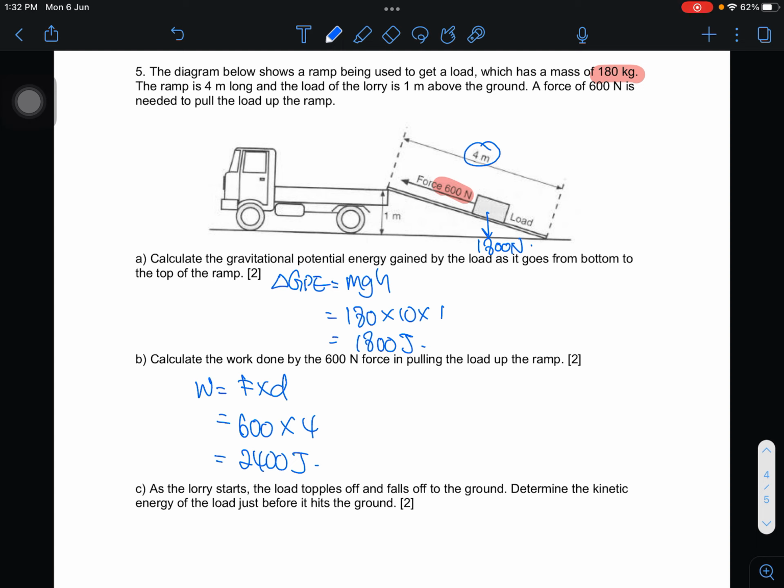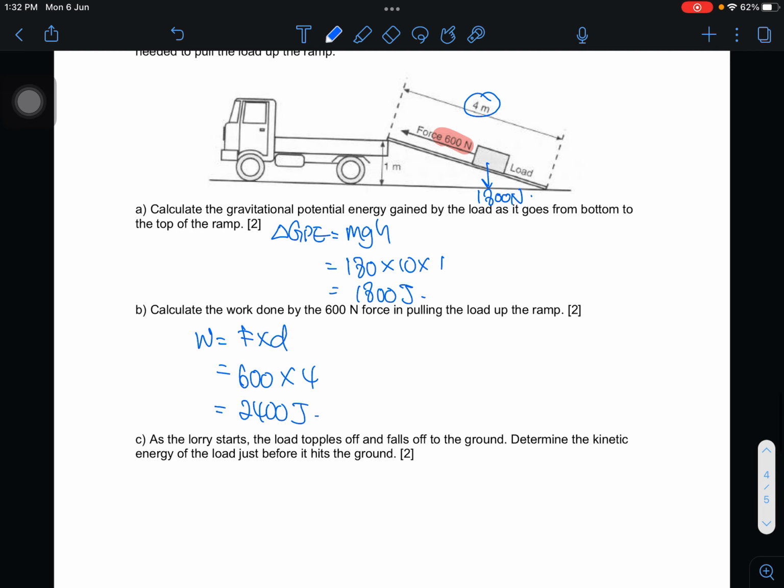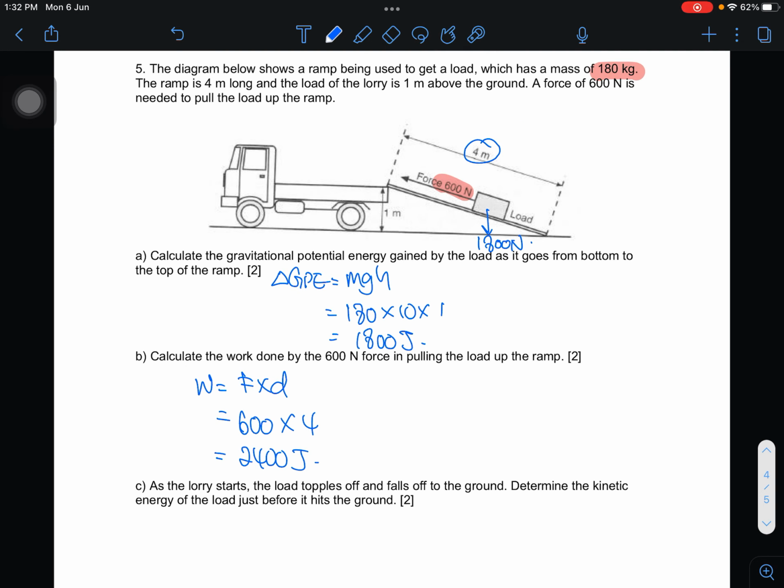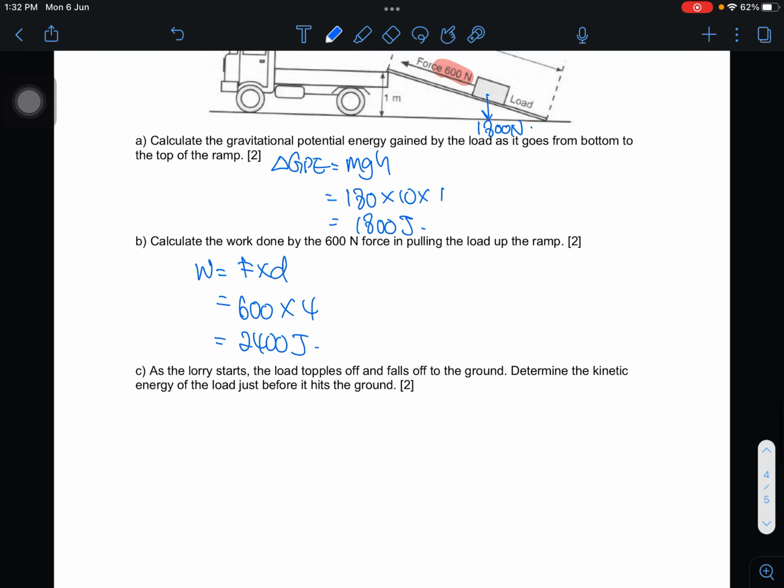so that the load can gain 1,800 joules of energy. What happened to the remaining energy? There's a difference there, right? 2,400 and 1,800, there's a difference of 600 joules of energy. So what happens? Energy is lost. Okay, but anyway, let's take a look at C first.